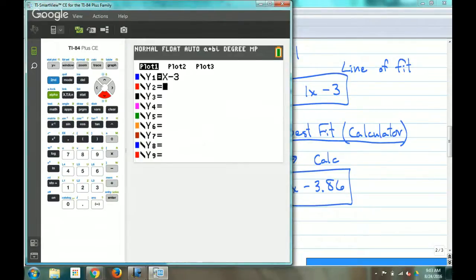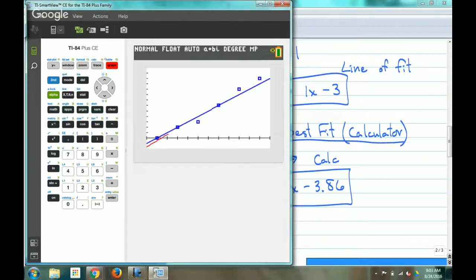If you've got the color screen, this is nice because you can see the 2 different lines. If you got the black and white one, you just got to remember that one's already there, and this is the second one. So 1.13x minus 3.86. Ooh, that's nice.